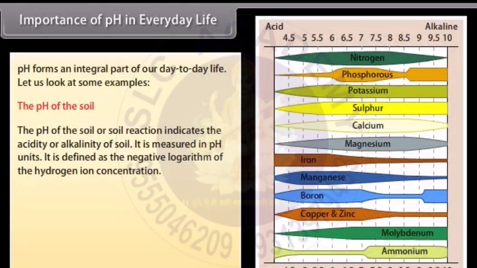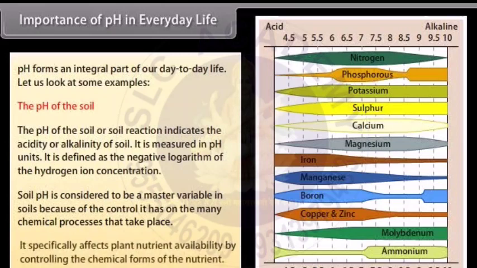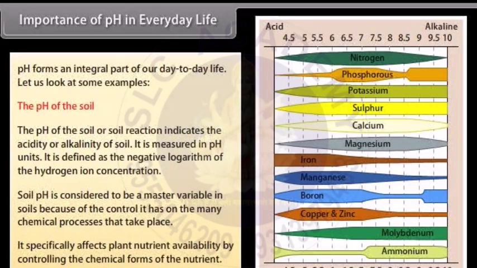With the increase in the amount of hydrogen ions in the soil, pH also increases, leading to being more acidic. Soil pH is considered to be a master variable in soils because of the control it has on the many chemical processes that take place. It specifically affects plant nutrient availability by controlling the chemical forms of the nutrient.